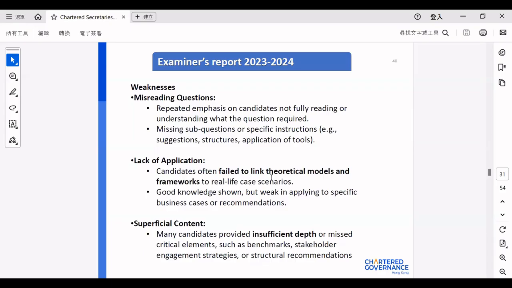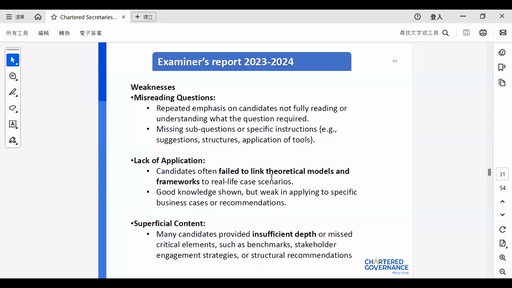Superficial content. Many candidates provide insufficient depth, miss critical elements such as benchmarks, stakeholder engagement strategies, or structural recommendations. So again, if you're asked to do something, you need to really follow the instructions, underline the instructions, because when you start to write, you forget about the instructions. When you finish writing, you look back to what you've underlined and ask yourself, have I answered this part as well? And have I given good answers?